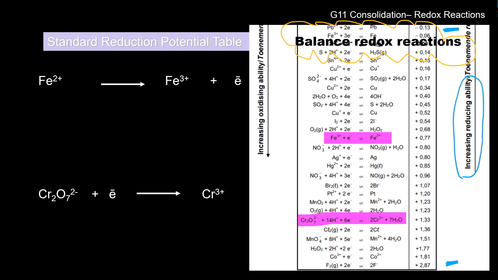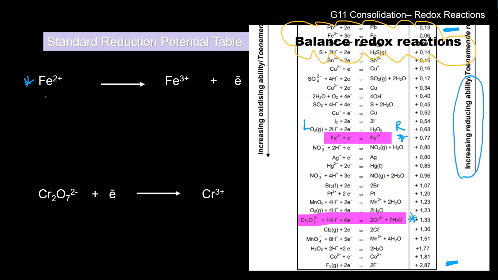I've already highlighted the 2 half reactions. So here it is, iron 3 plus becoming iron 2 plus, if I read it from left to right. And this one over here is the dichromate ion becoming the chromium ion 3 plus. Okay, now the oxidation reaction we know is this one. We've already worked it out. So what am I going to do? I'm going to read it from right to left, and I write it like that.